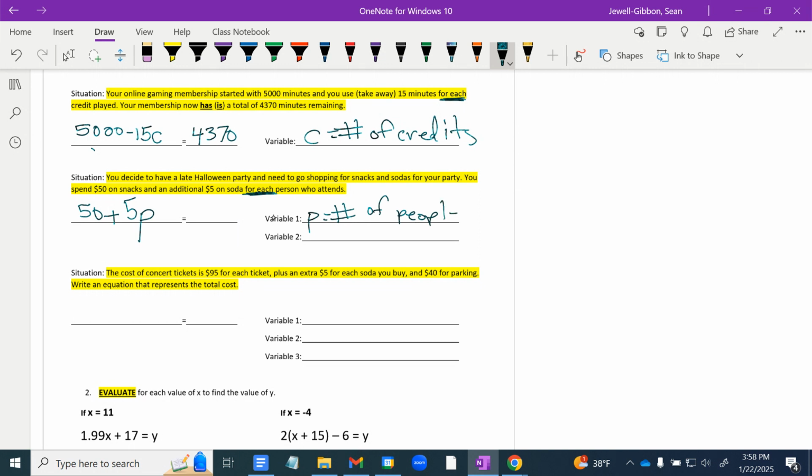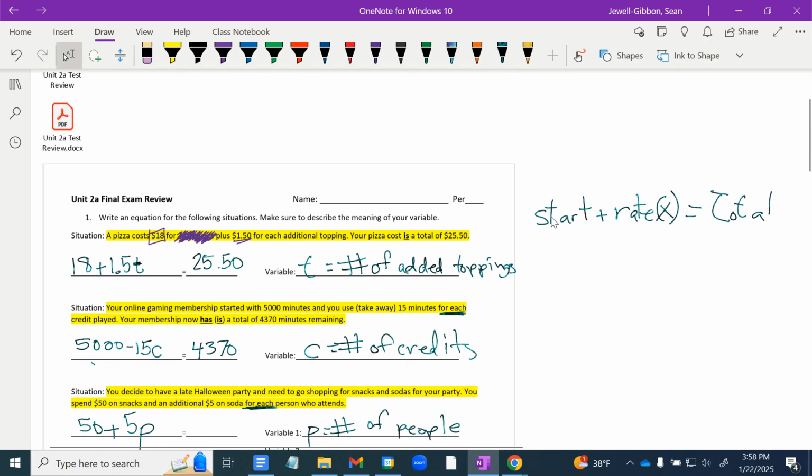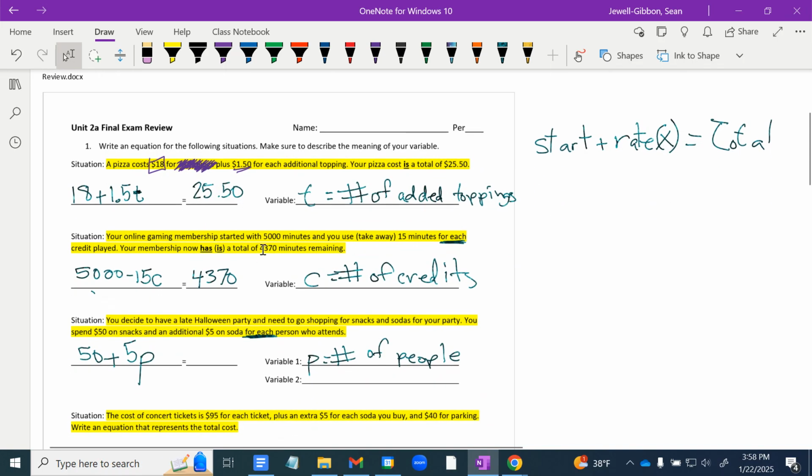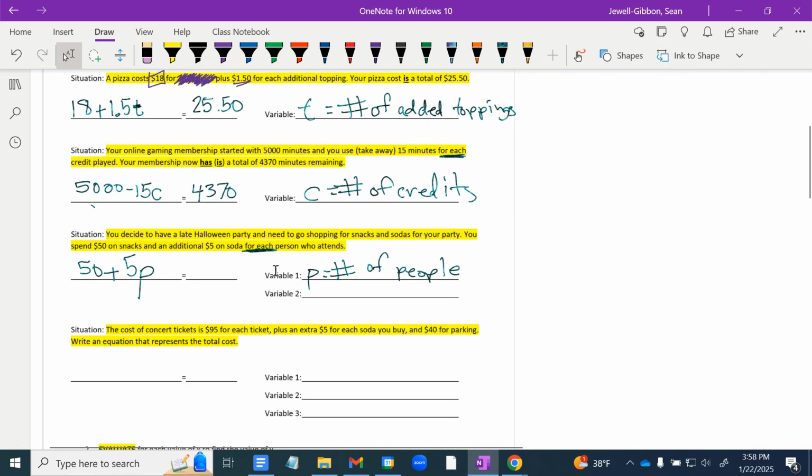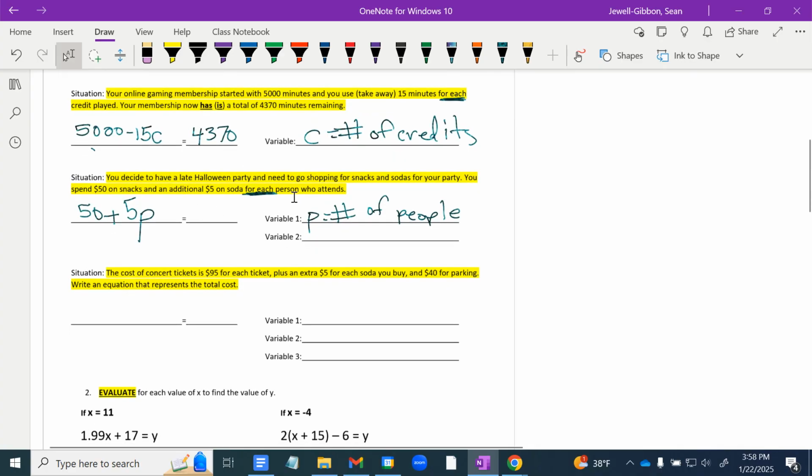And then here we're going to have to use a second variable because they didn't actually give us the total. Remember, we're looking for starting amount plus some rate times the variable equals our total. In each of these first two, they just gave our total to us. So our total cost here was $25.50. Our total amount of minutes was 4,370. Here they have not given us that total, so we're going to go ahead and just use a variable.